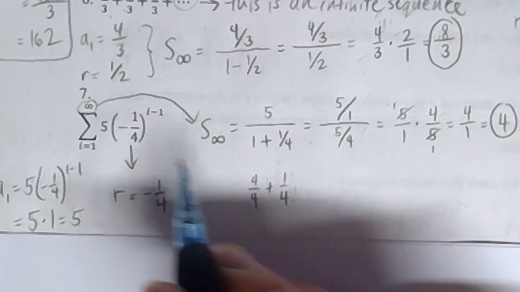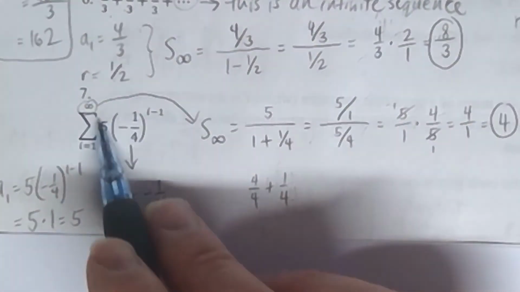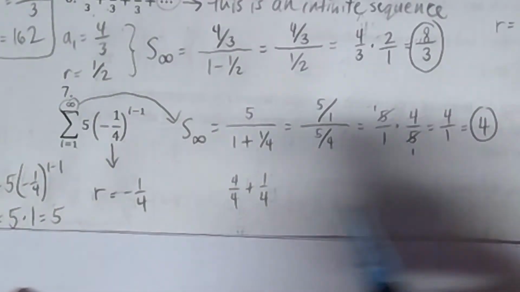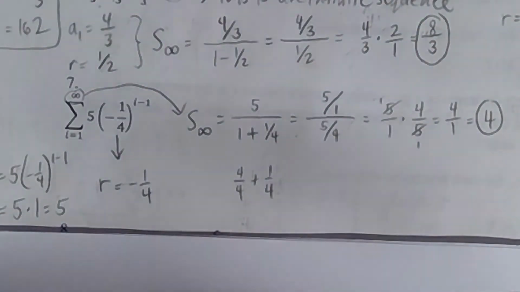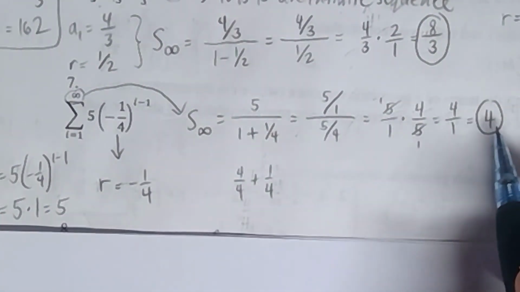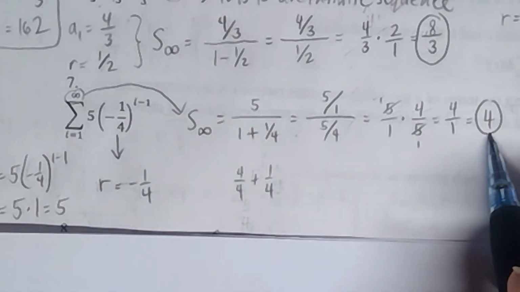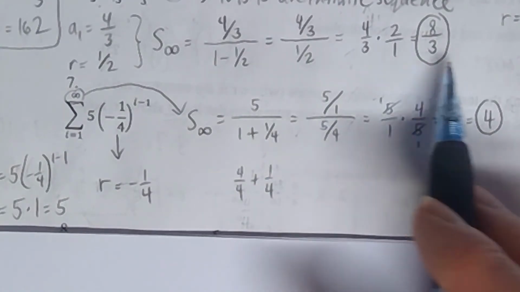And that means that this entire thing right here, even though you're adding up an infinite amount of numbers, because of the fact that r is between negative 1 and 1, the numbers that you're adding up will eventually get so small that they will converge, and the number that they will converge to is 4. Just like on the previous problem, they converged to 8/3.